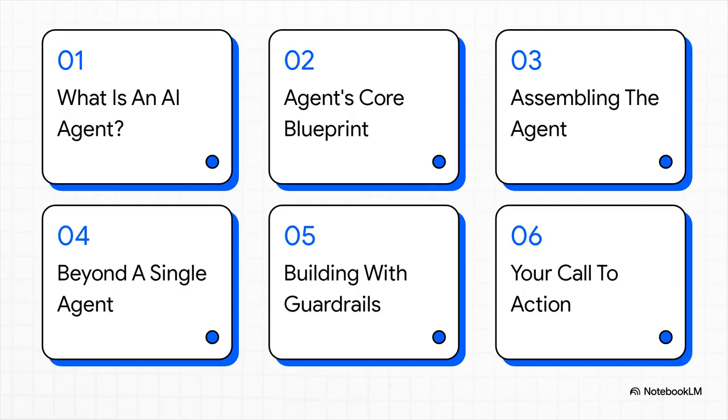So here's our game plan for this explainer. We're going to cover the agent's core blueprint, then how you actually put one together. We'll also look at building a whole team of agents, why safety guardrails are crucial, and we'll wrap up with your call to action. Let's do this.